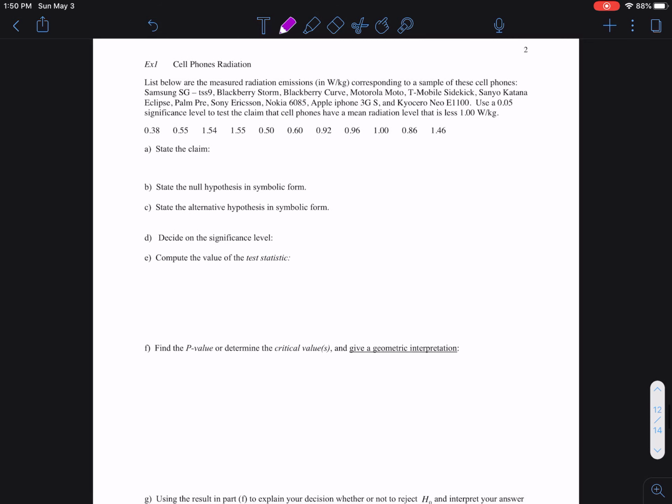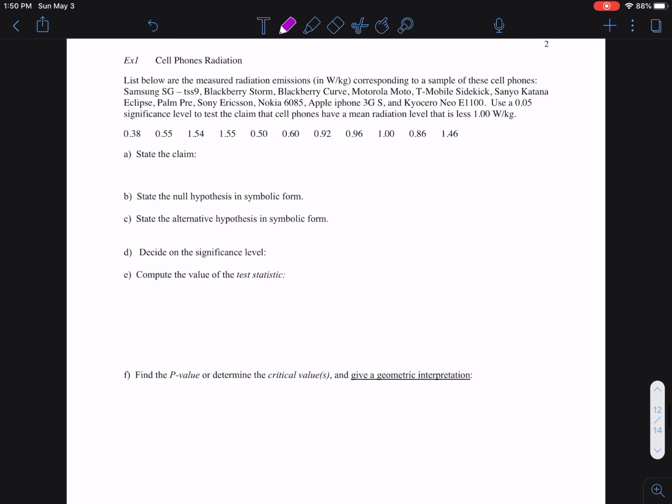All right, so welcome back. Let's start with this example here. It said list below the measure radiation emissions in watt per kilogram corresponding to a sample of these cell phones. So there are 11 different cell phones that were sampled, and this is a small sample size.